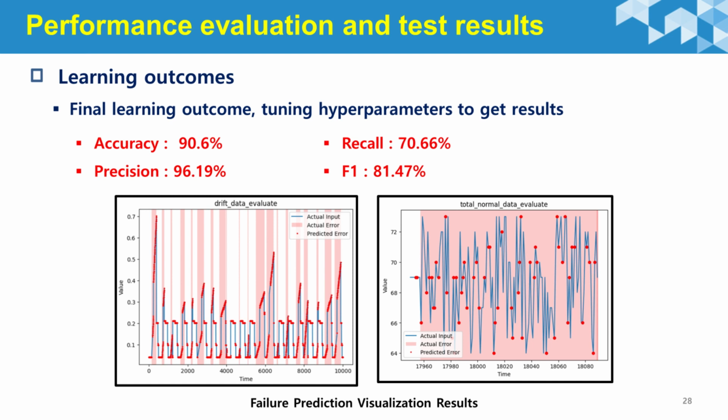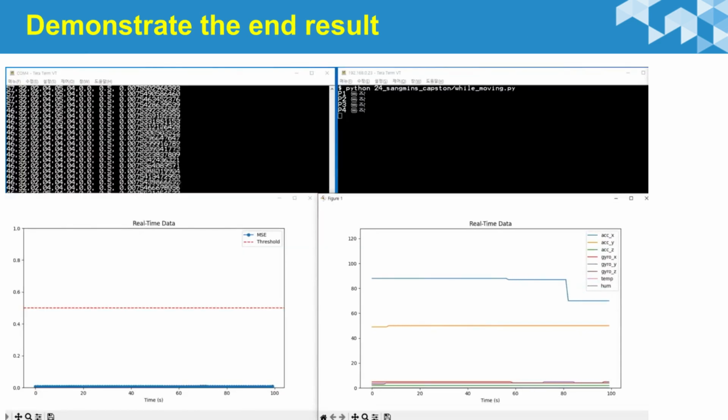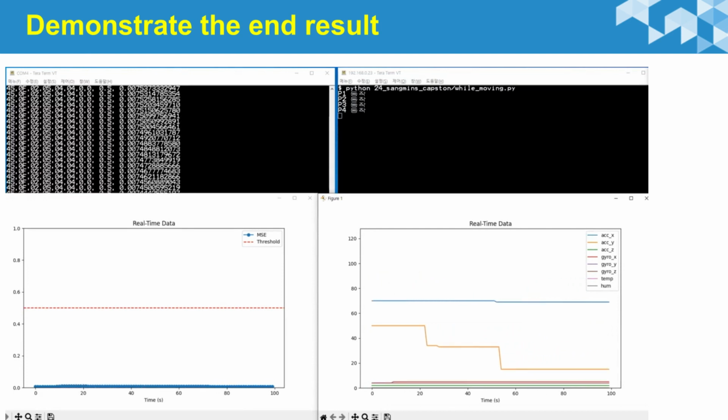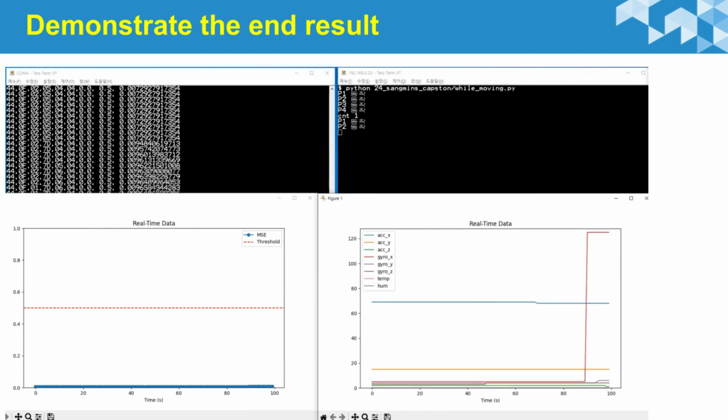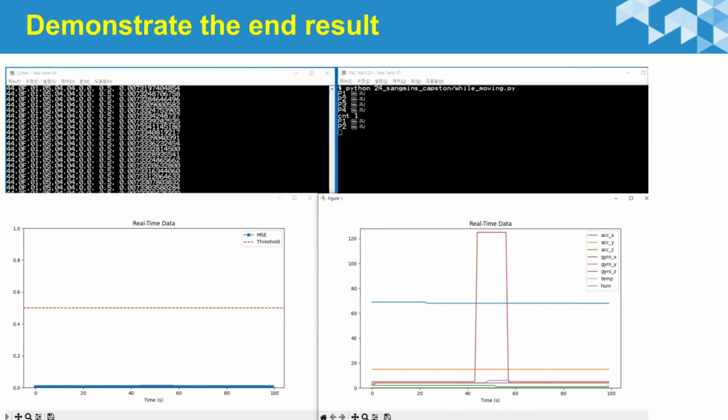Below is a visualization of the AI model's inference results. As you can see, the red shaded areas are the actual errors, and the red dots are where the AI model inferred the error. The video you see was inferred from normal data. The graph on the left is a graphical representation of the model inference results for a hardware chip, which detects errors above a threshold of 0.5. The graph on the right shows the real-time data collected by the sensor board.